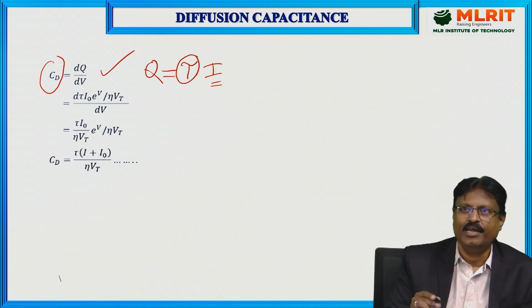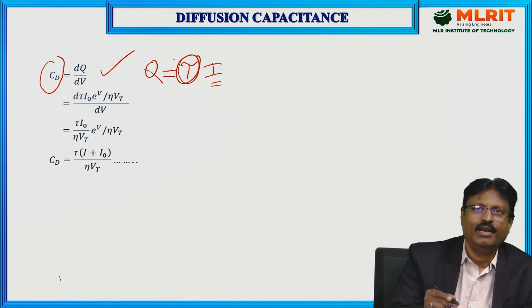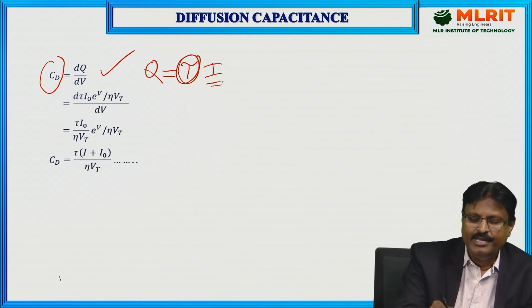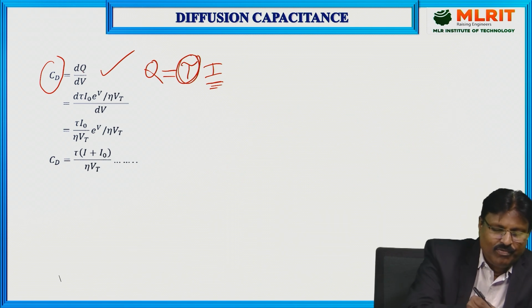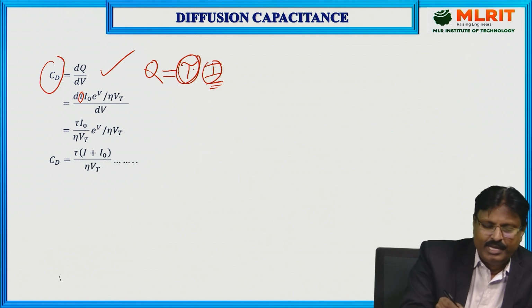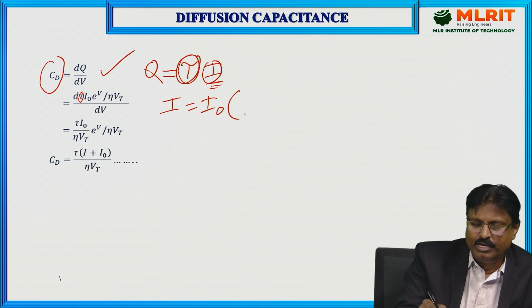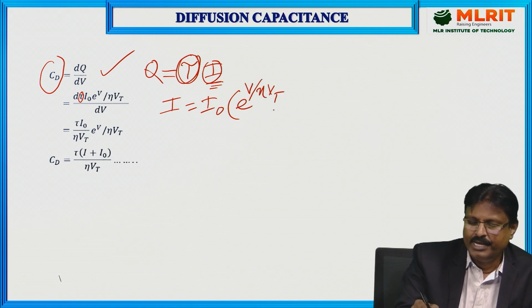That is a carrier lifetime. So that is why here tau I am calling the mean carrier lifetime, and I is the current. So instead of dq in the numerator, I am writing d tau into I. What is I? What is the diode current equation? I is equal to I naught e to the power of V by eta Vt minus 1.